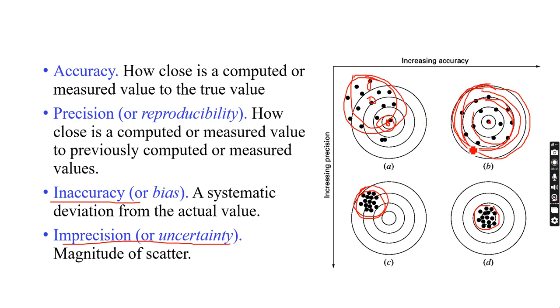In this figure, the inaccuracy is not very high, because the deviation from the actual value is there, but it's not scattered all around the place. It's concentrated, but there is a lot of imprecision, because the magnitude of scatter is very high over here. Then in this place we have inaccuracy but precision, because the scatter is concentrated, but it's very far away from the actual value.